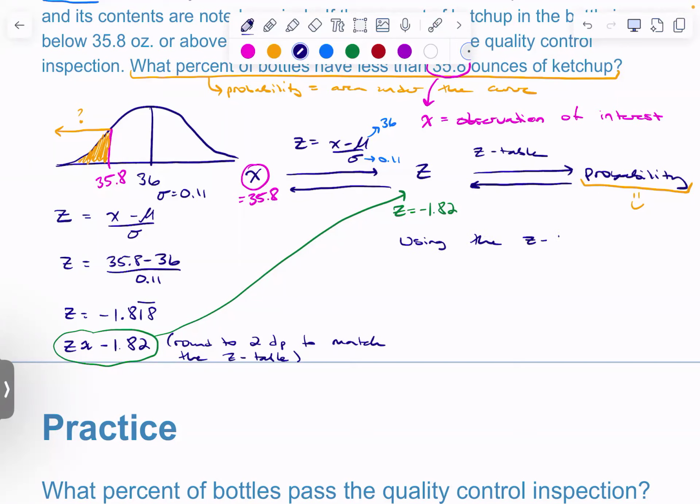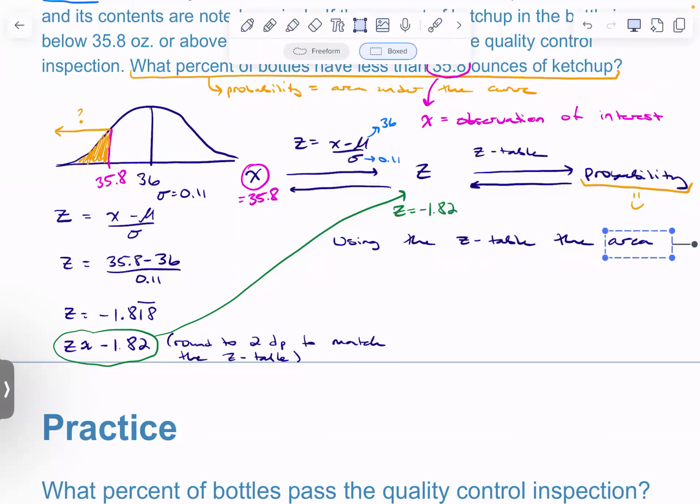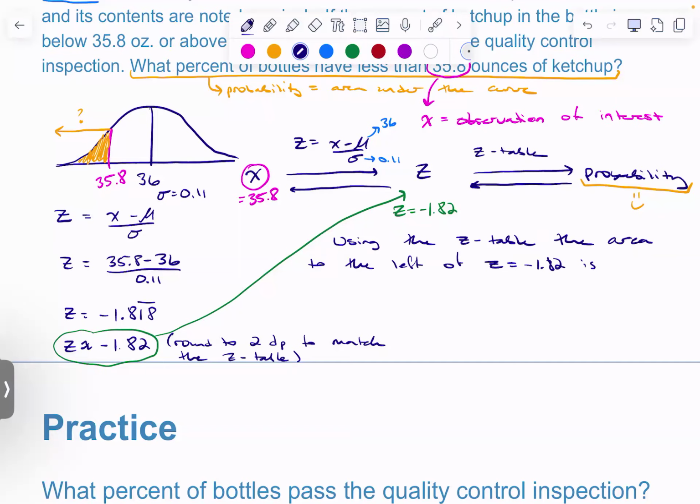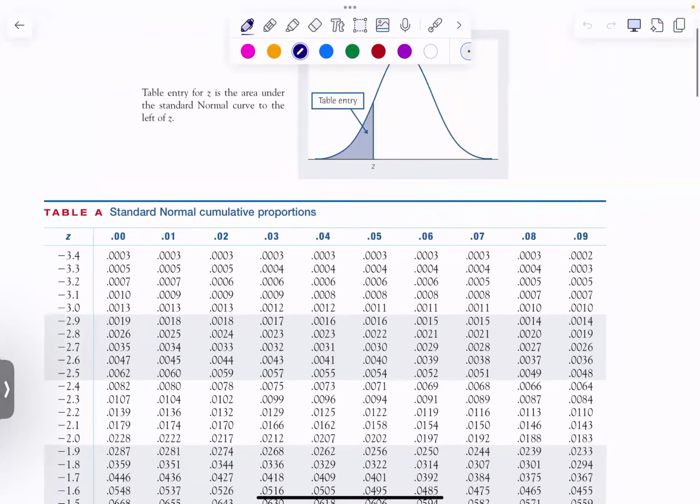Using the Z table, the area to the left, you can write it out in words. I'm also going to write it out using probability notation, just so you get used to seeing it, but you're more than welcome to just use words. Okay? It's just longer. Using the Z table, the area to the left of Z equal to negative 1.82 is... back we go to our table, our Z table.